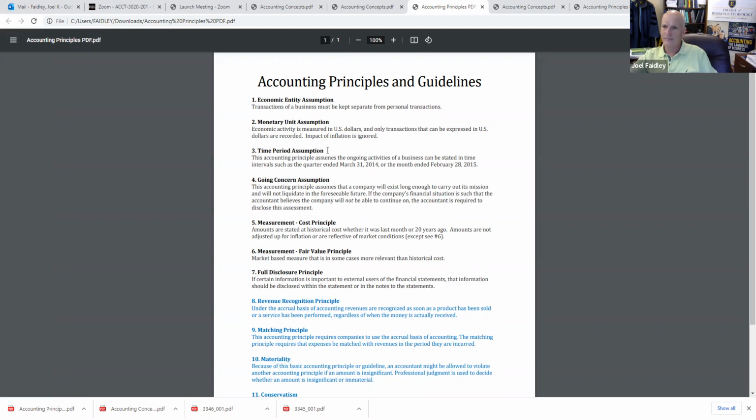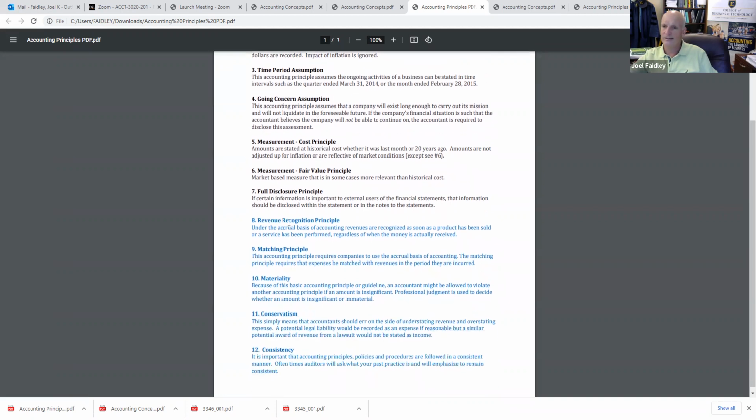We really don't get into that much in this particular class. Time period assumption. There's usually either monthly closings, quarterly closings, and annual closings. Monetary unit, economic entity assumption. Those are pretty straightforward. So the ones we really focus on here in this class are really number 8, number 9, number 5, number 6, number 7, 8, 9, and 10. So those are very important principles.